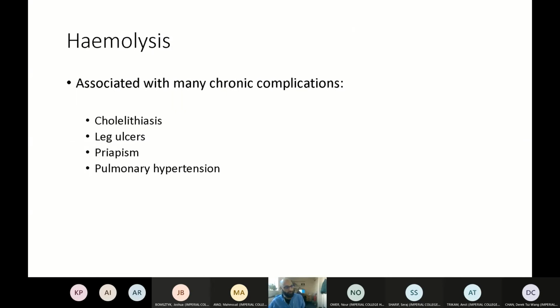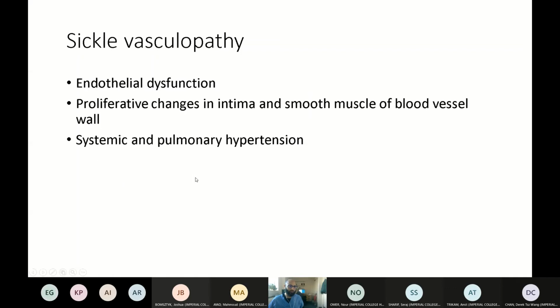Whereas the vascular occlusion is associated with a lot of the acute manifestations that we see, the painful vaso-occlusive crises and the acute chest syndromes, which are primarily due to the vascular occlusion, the hemolysis is linked to a lot of the chronic complications. Of course, cholelithiasis is also due to chronic hemolysis, but the leg ulcers, priapism, and pulmonary hypertension are due to hemolysis and vascular pathology due to nitric oxide depletion.